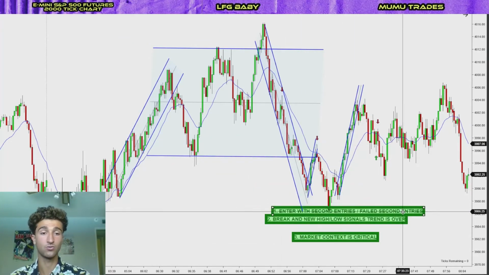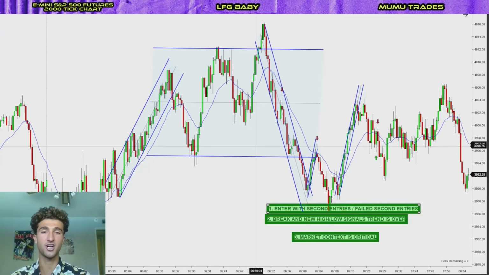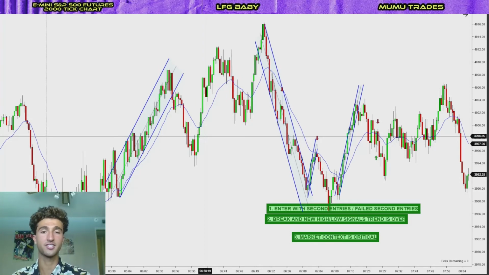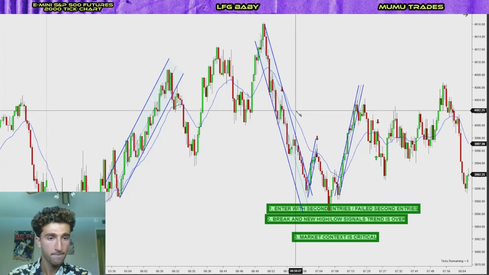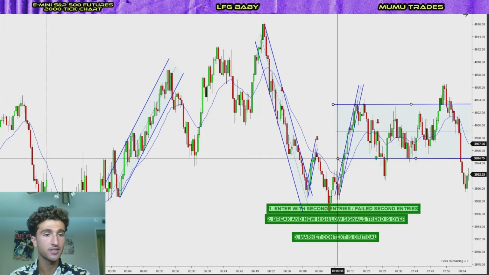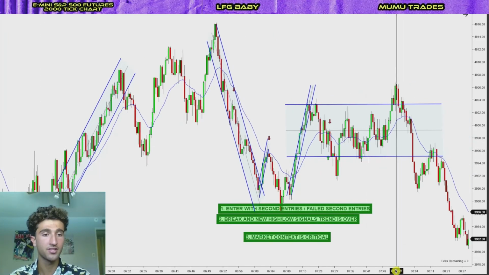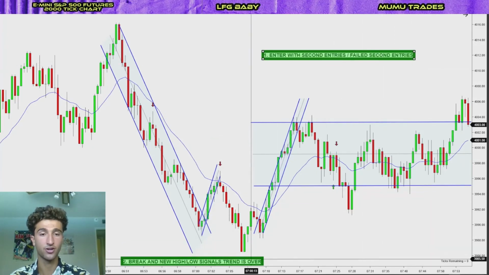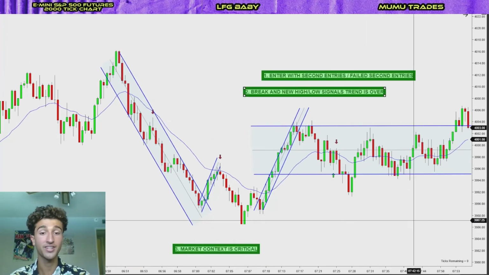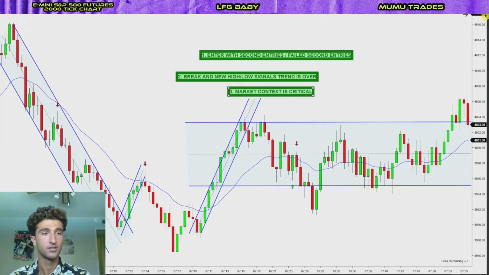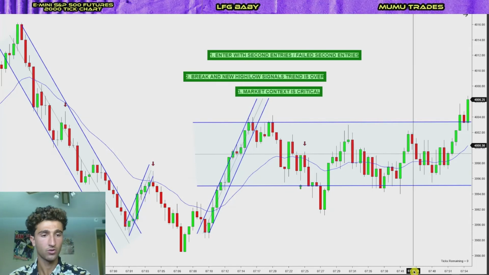And what this looks like to me is just a lot of choppiness, a lot of congestion. So sometimes I just like to clear some of the drawings and focus on the more recent congestion so that I can really see what's going on. And this looks very nice to me in terms of what a congestion really looks like, or supply and demand zones.